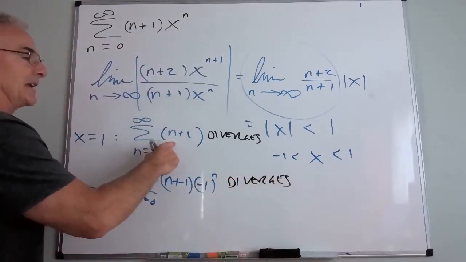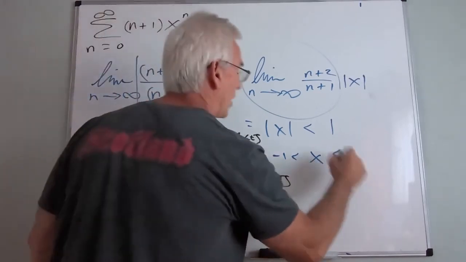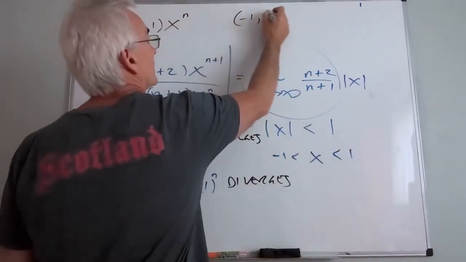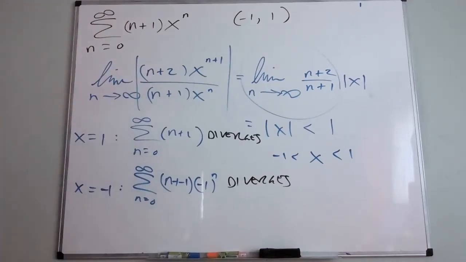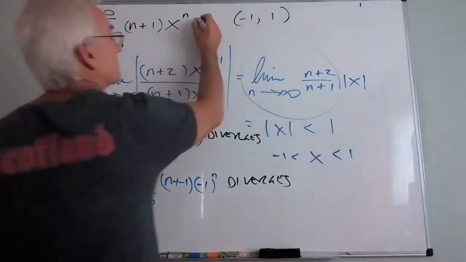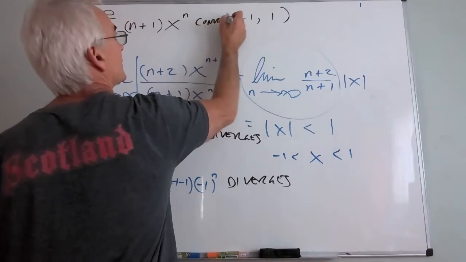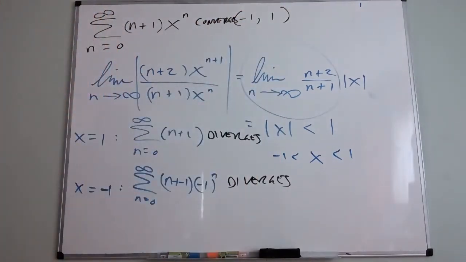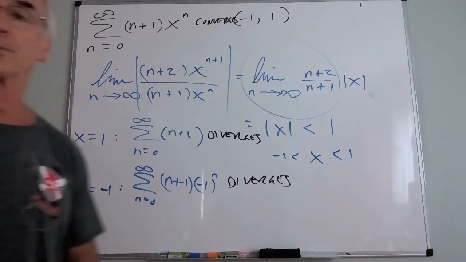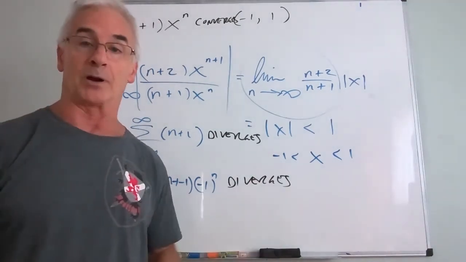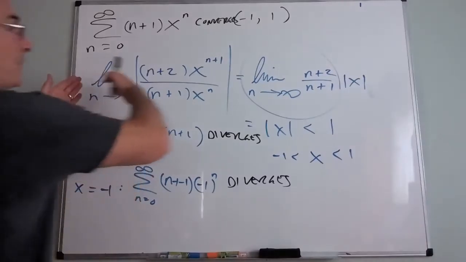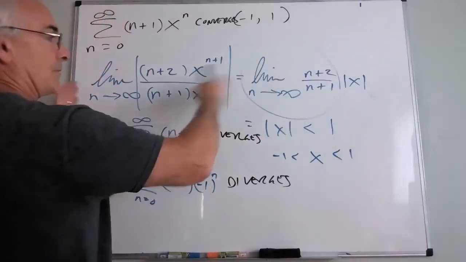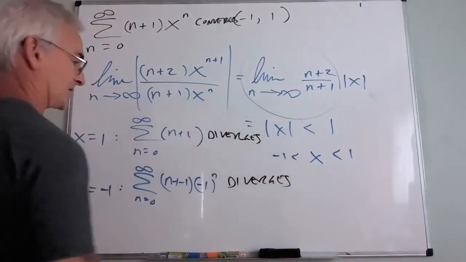So now the final answer to this question: well, the question is, where does it converge? It converges over the open interval from -1 to 1, which again is a very narrow interval. It doesn't converge for a lot of values, but it does converge somewhere. So we solve the inequality, we test the endpoints.